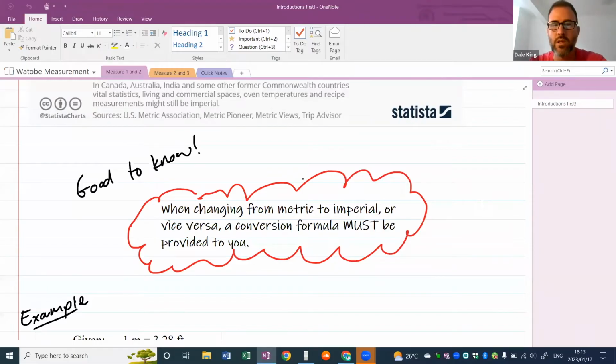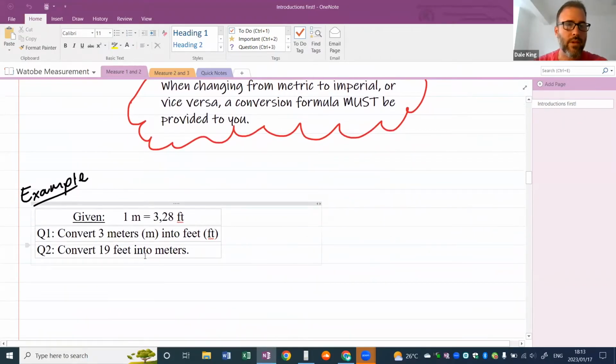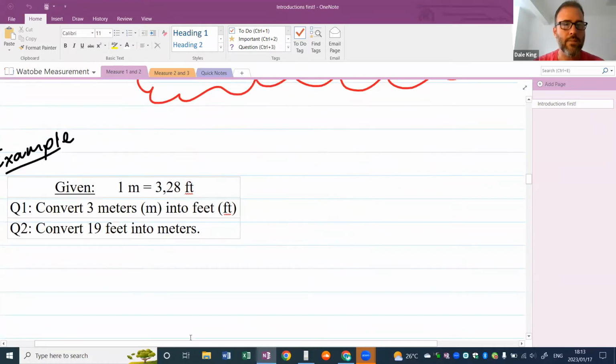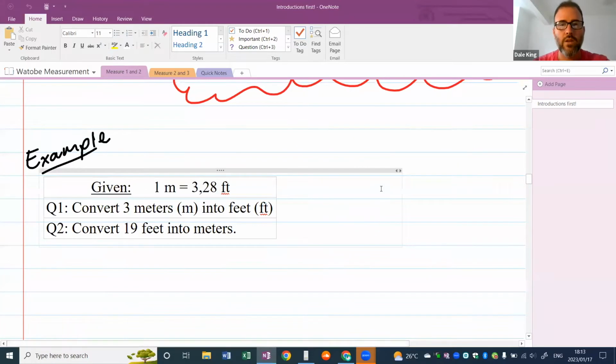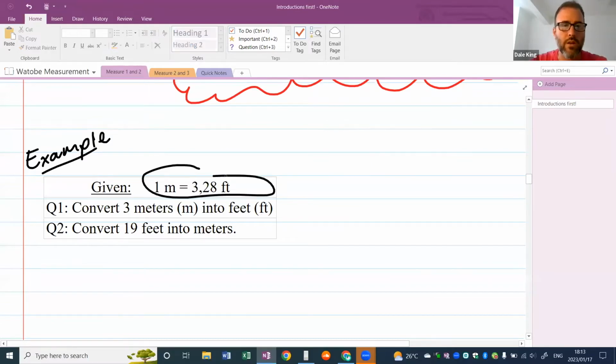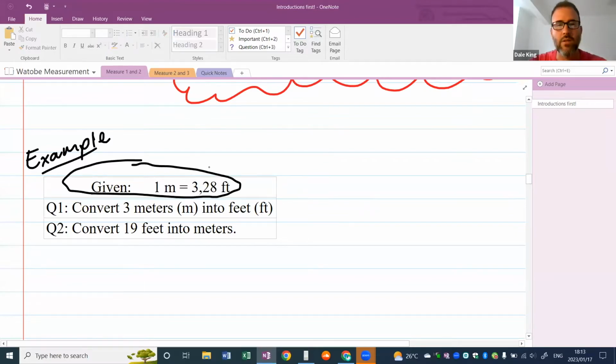So you'll see in the questions that we do, I will always provide you with the formula when we do these questions. Okay, so here's an example. You are given the conversion formula. All right, there it is there. This first line, they often say given or use the following formula in the exam, but there's the conversion formula for you. And now you have to know the units for each system.